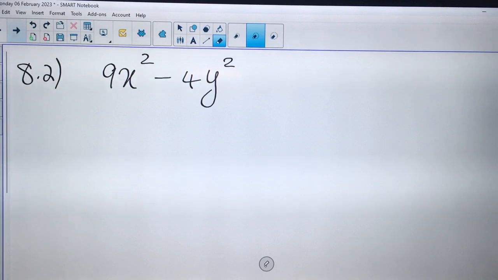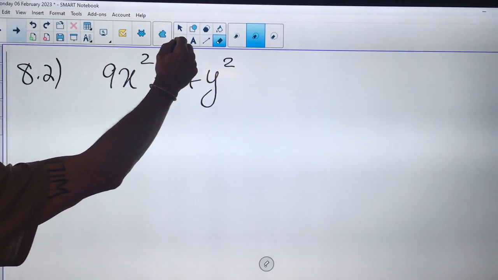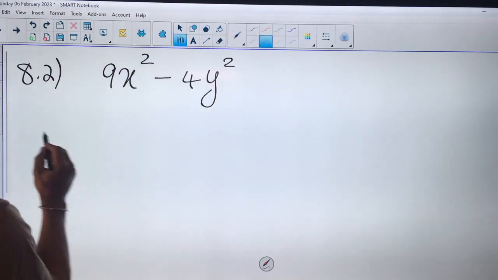8.2, this is a difference of two squares. So just to refresh your memory with the difference of two squares.